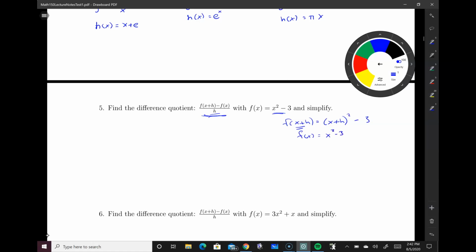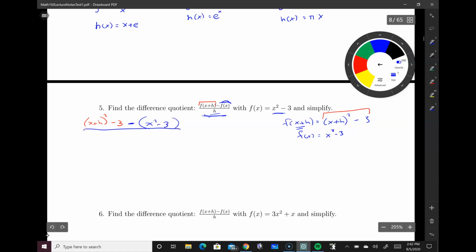Okay, so let's do this. So f of x plus h, I'm going to be substituting this in, right? So I'll have x plus h all squared minus 3. Okay, then I'm going to say subtract, and let me get a different color going on here. So subtracting f of x, and I'm going to put parentheses here, f of x, which is that. And I'm going to put it all over h.